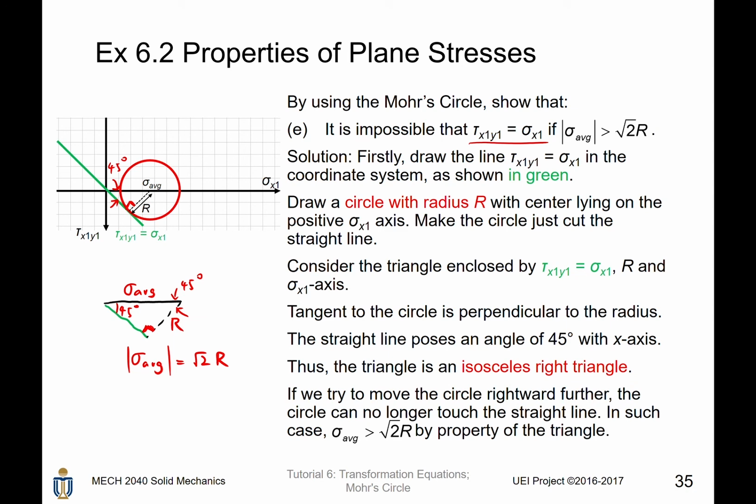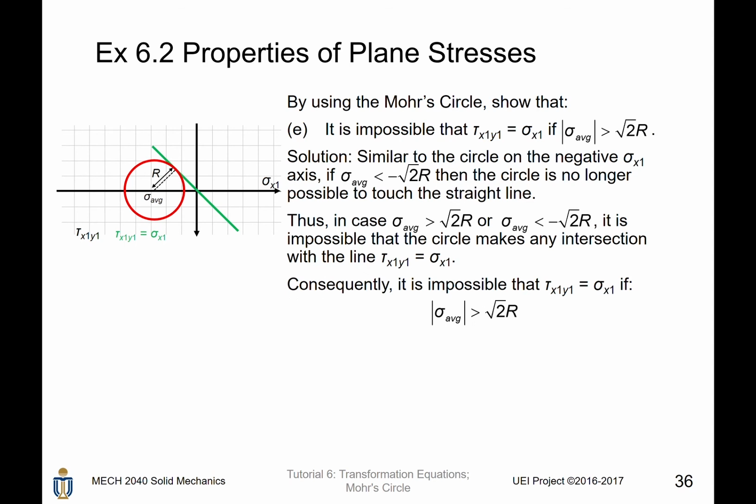However, if sigma average is too large, that is, larger than square root 2 r, then it is no longer possible for this circle to cut with the straight line. Similar case for sigma average less than 0.